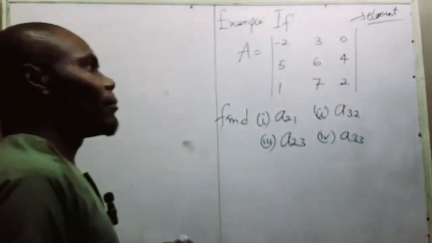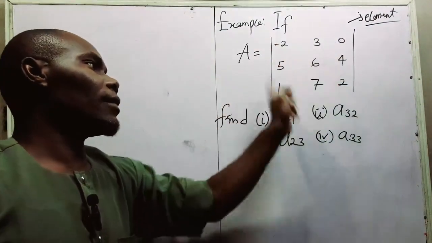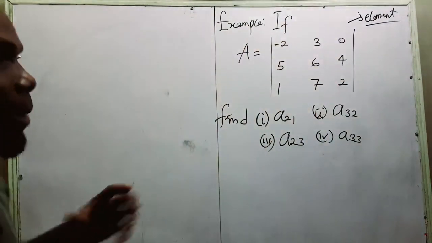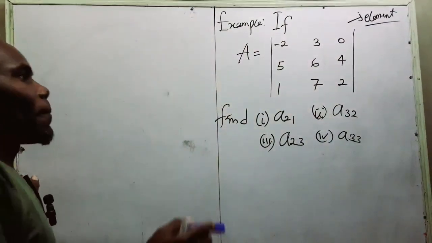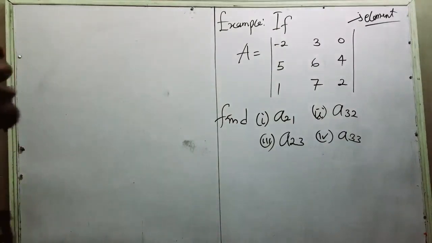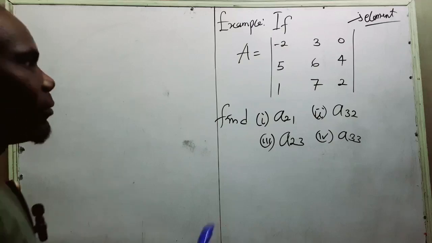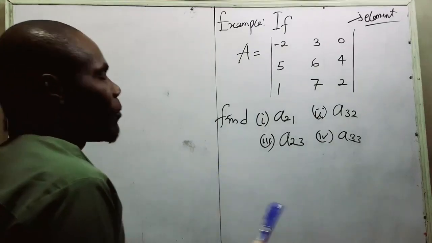So we call them, how many elements? We have 1, 2, 3, 4, 5, 6, 7, 8, 9. The 9 elements. We don't call them numbers. In a matrix, the number inside an array bracket is called an element.